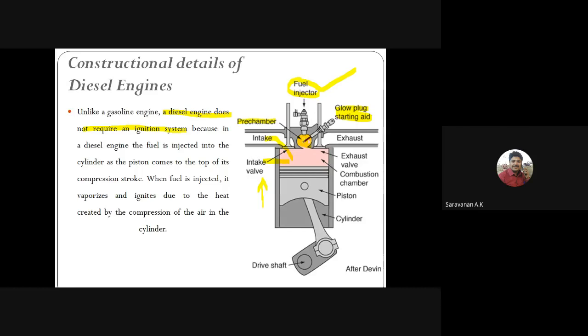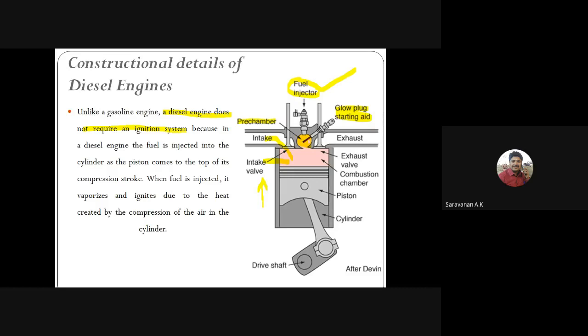So what will happen? The fuel injector sprays the fuel in small, fine droplets, so it is vaporized. It will burn by using the compressed air, right? Once the air is compressed, it will create a high pressure and temperature. That temperature is enough to burn the fuel droplet, right?